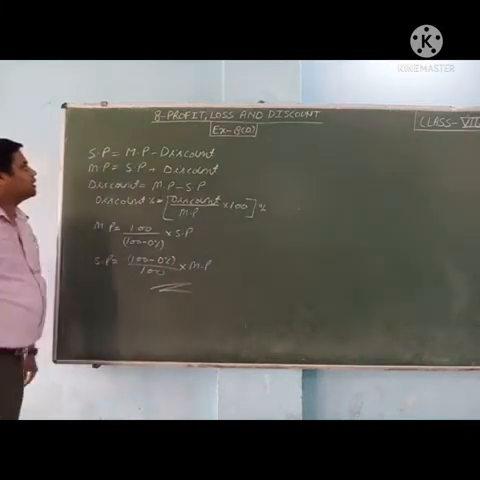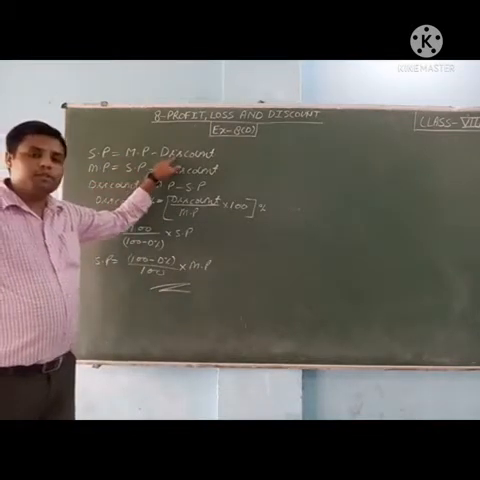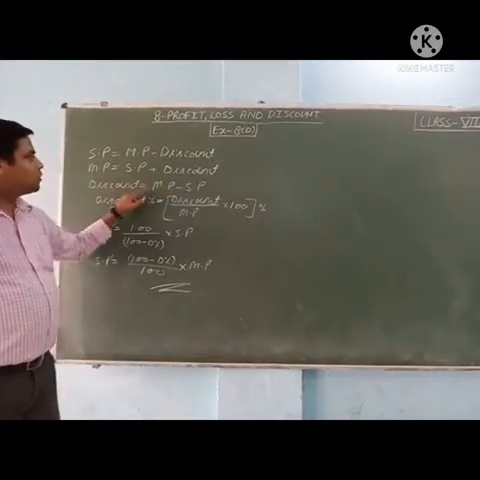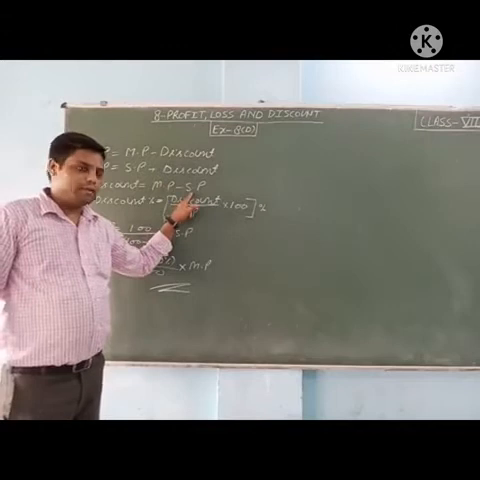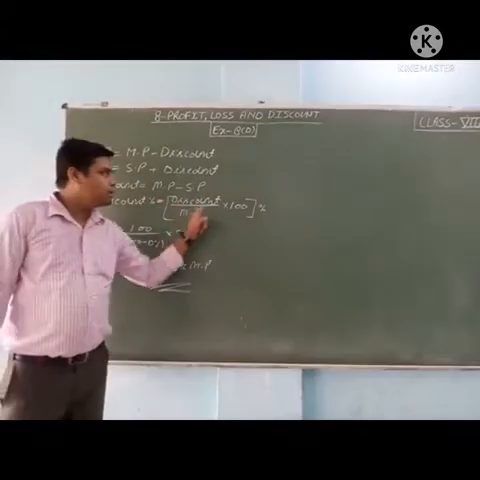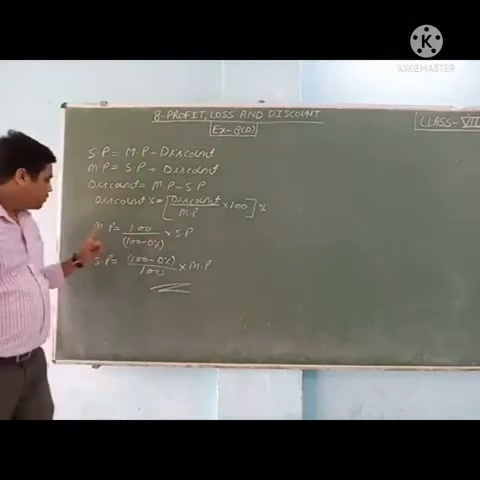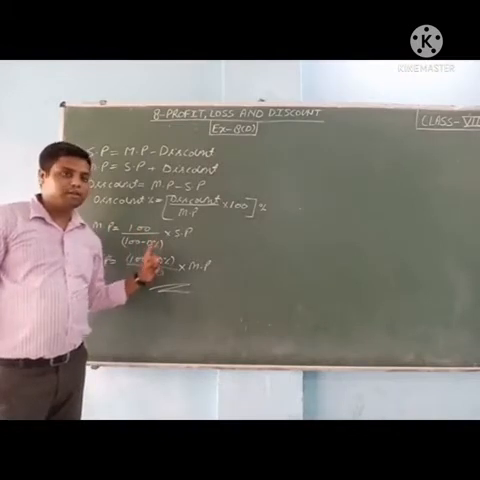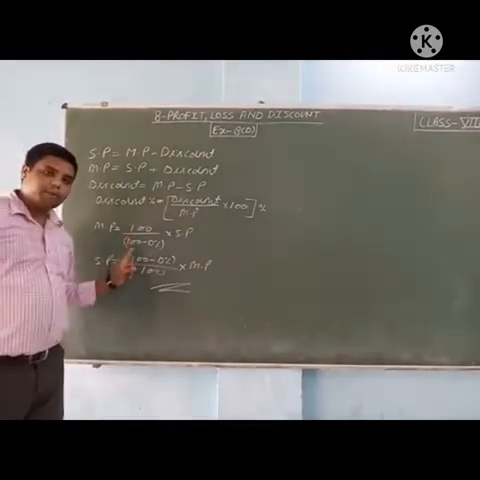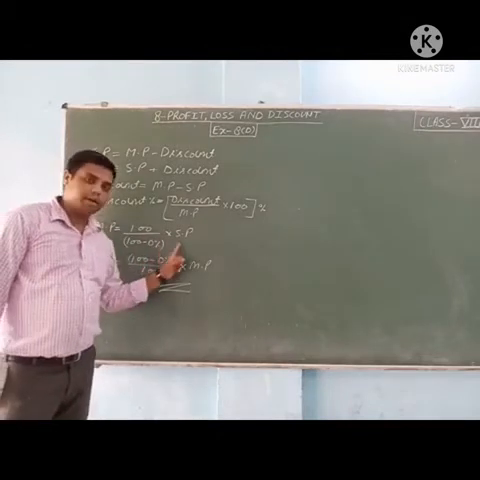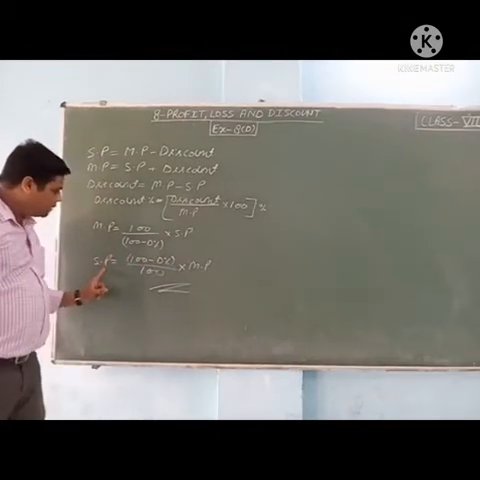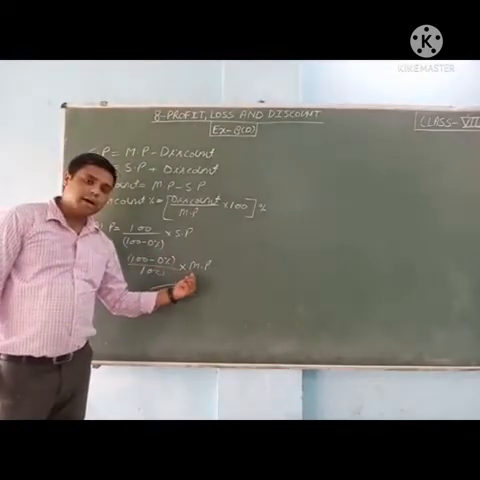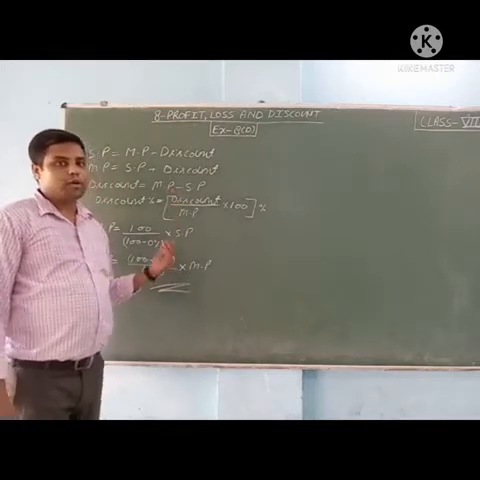Listen to the formulas again. Selling price is equal to mark price minus discount. Mark price is equal to selling price plus discount. Discount is equal to mark price minus selling price. Then discount percent is equal to discount upon MP into 100%. Then two new formulas: when discount percent and selling price are given, mark price is 100 upon 100 minus discount percent multiplied by SP. Then selling price is equal to 100 minus discount percent upon 100 multiplied by mark price. So you have to learn these formulas also.